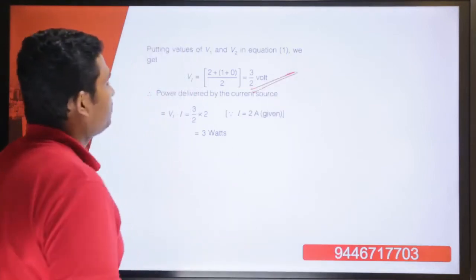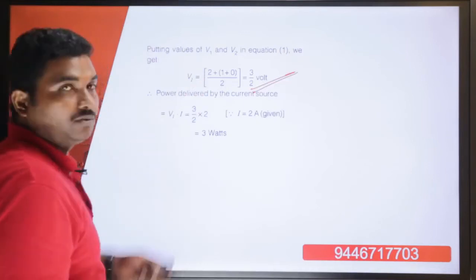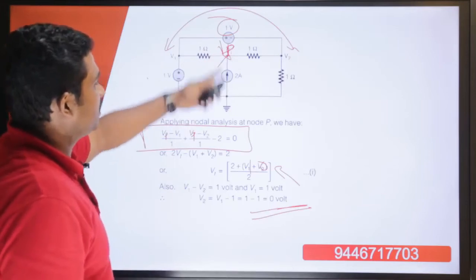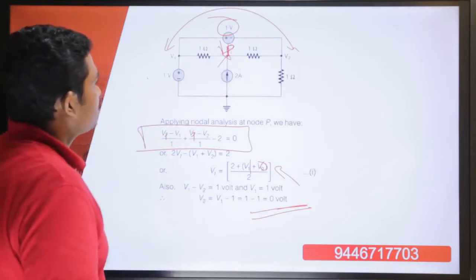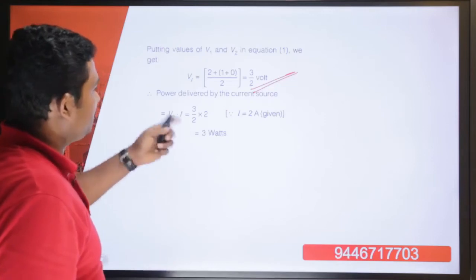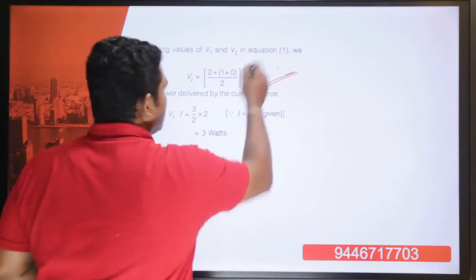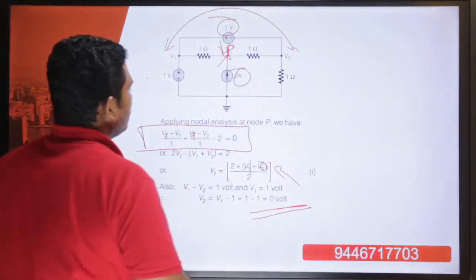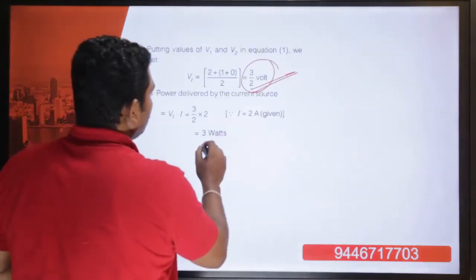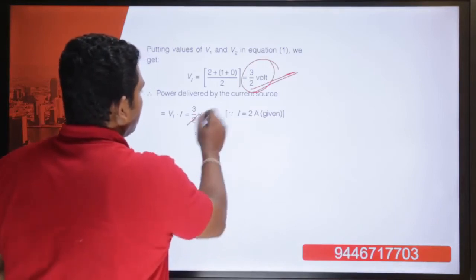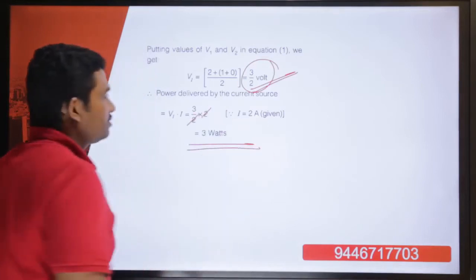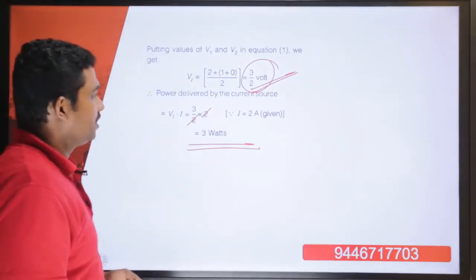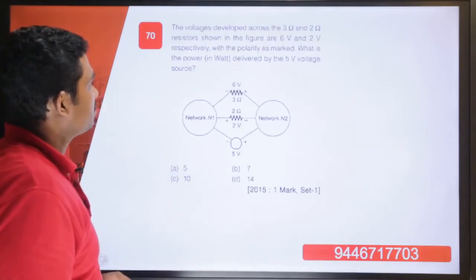Now the power delivered by the current source is actually V into I. The power is delivered by the current source to the point P. So the power delivered by the current source is V into I. What is our V? V is equal to 3 by 2. And what is our I? I value is equal to 2 amperes. So V into I becomes equal to 3 watts. Because I is equal to 2 ampere, that is given with the source. So that is the answer for this question.